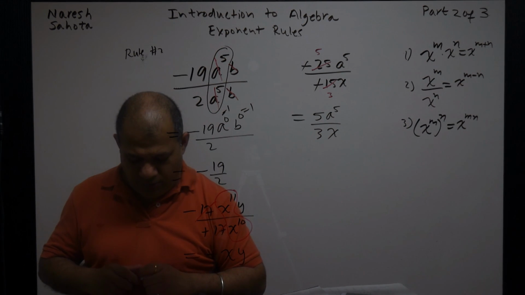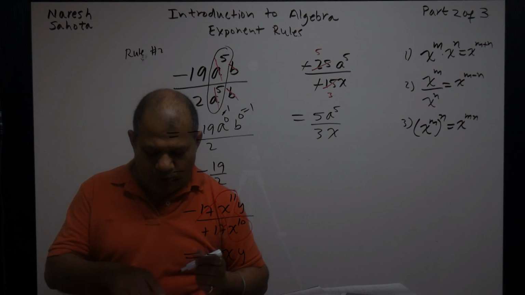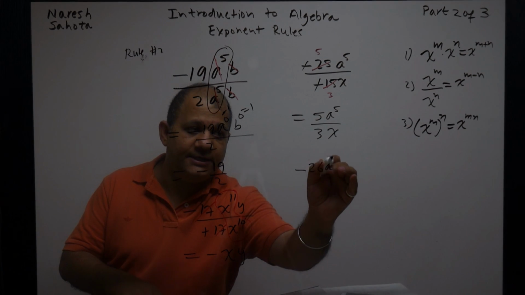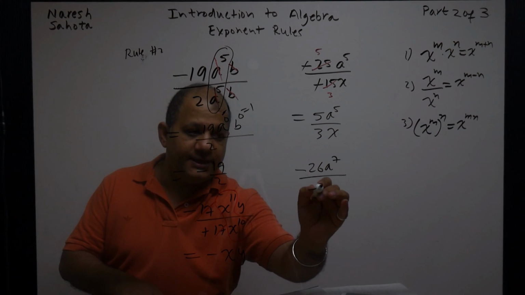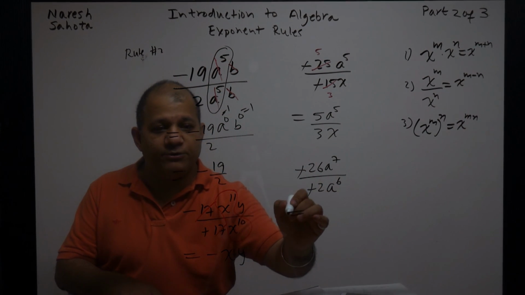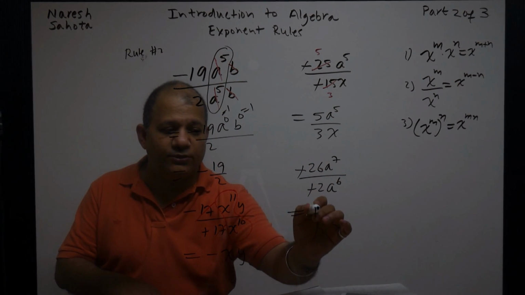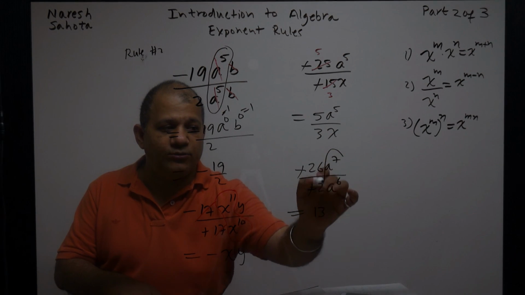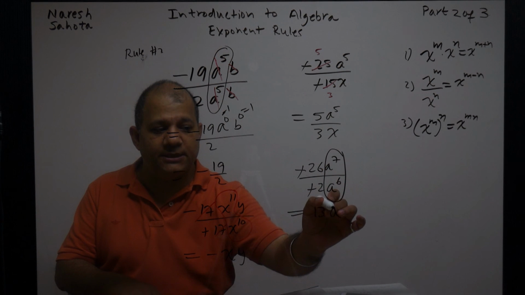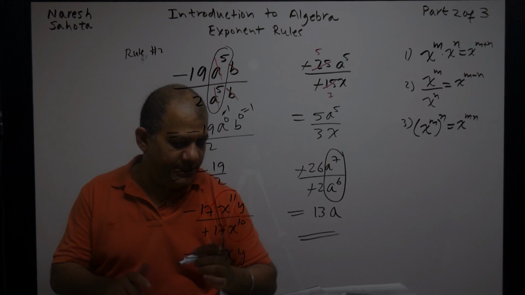Okay, so let's do one more example, and this is the last example. Negative 26a to the 7 over negative 2a to the 6. So negative divided by negative is positive, 26 divided by 2 is 13, and a's, we have the same base, so we can subtract. So 7 take away 6 is 1. So the answer is 13a.